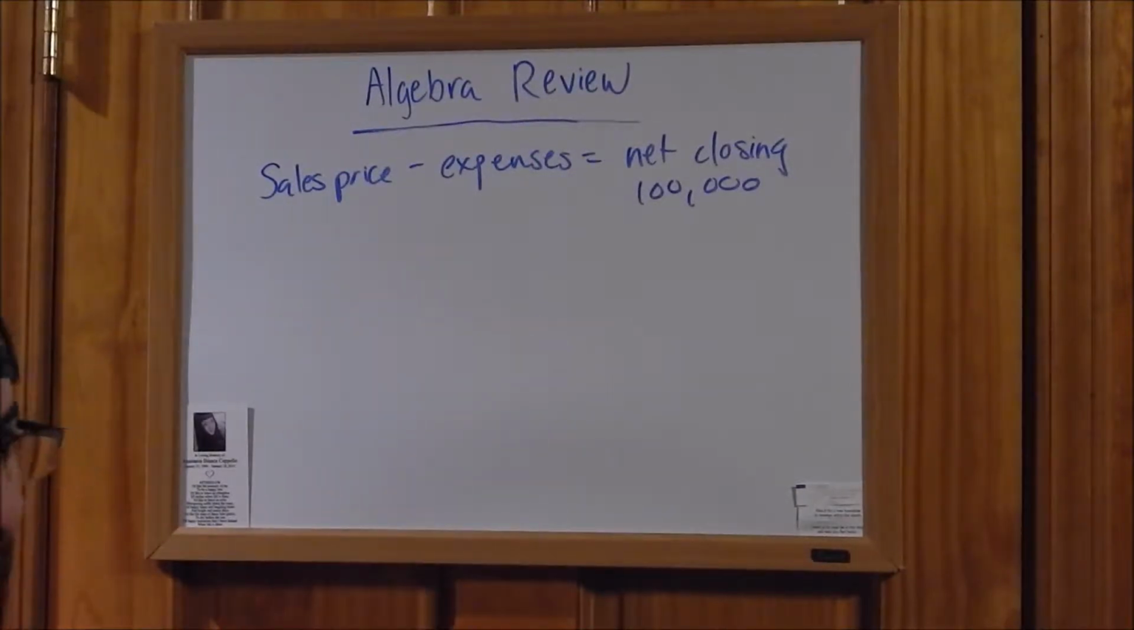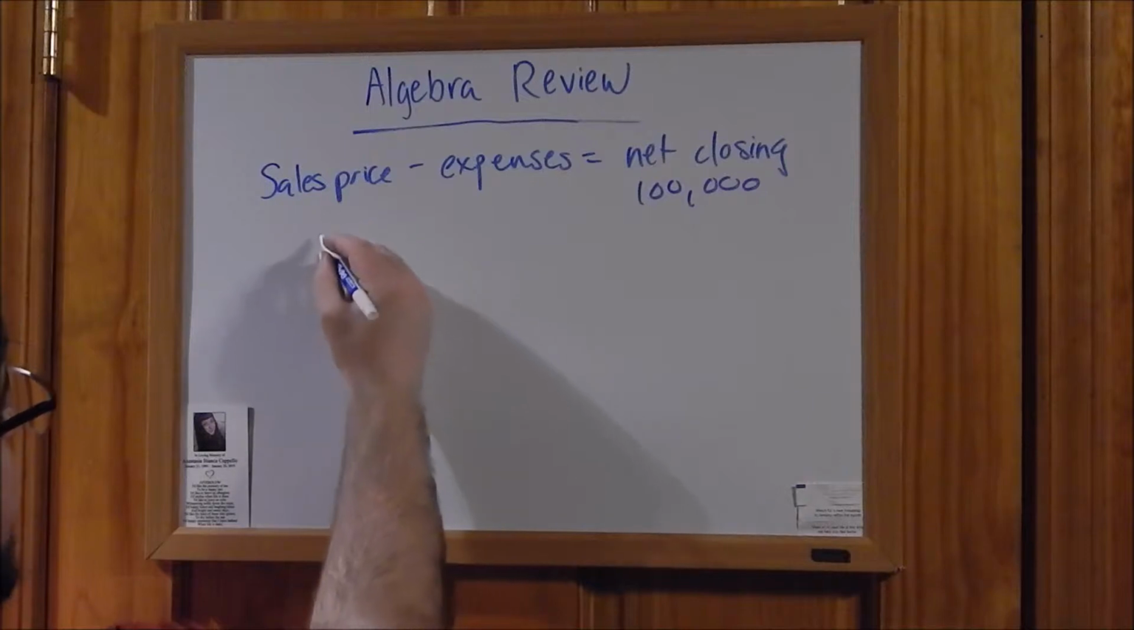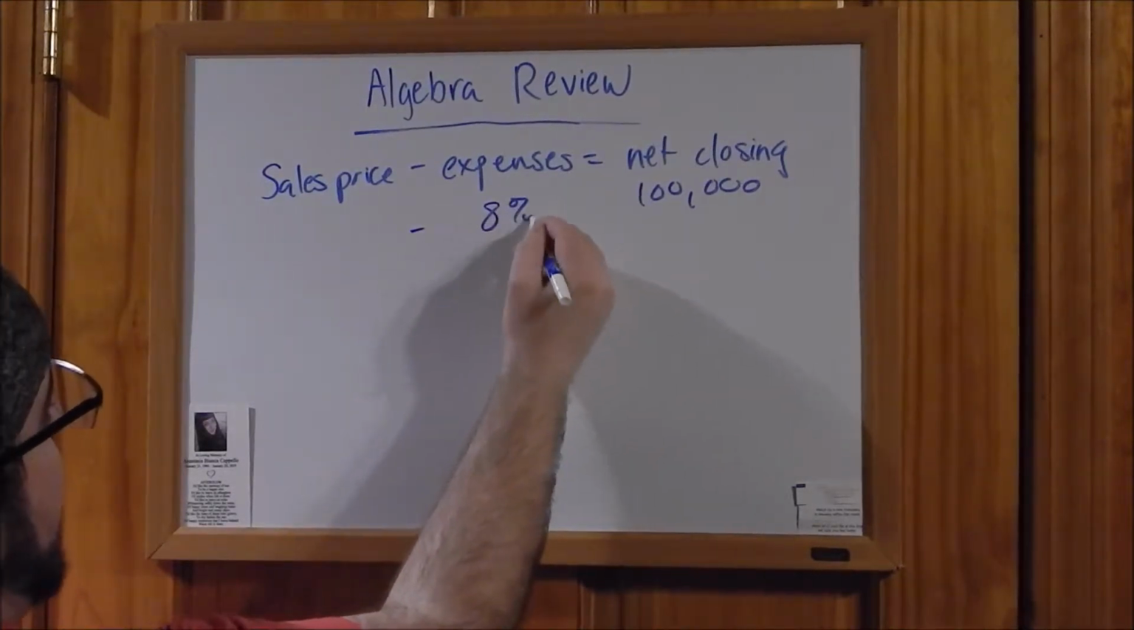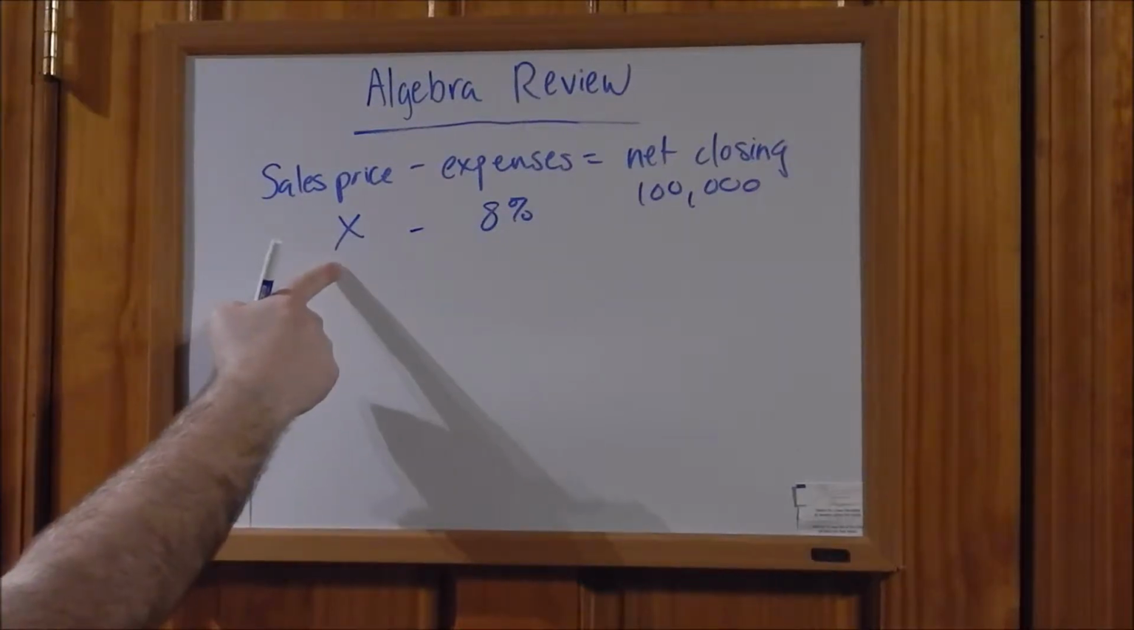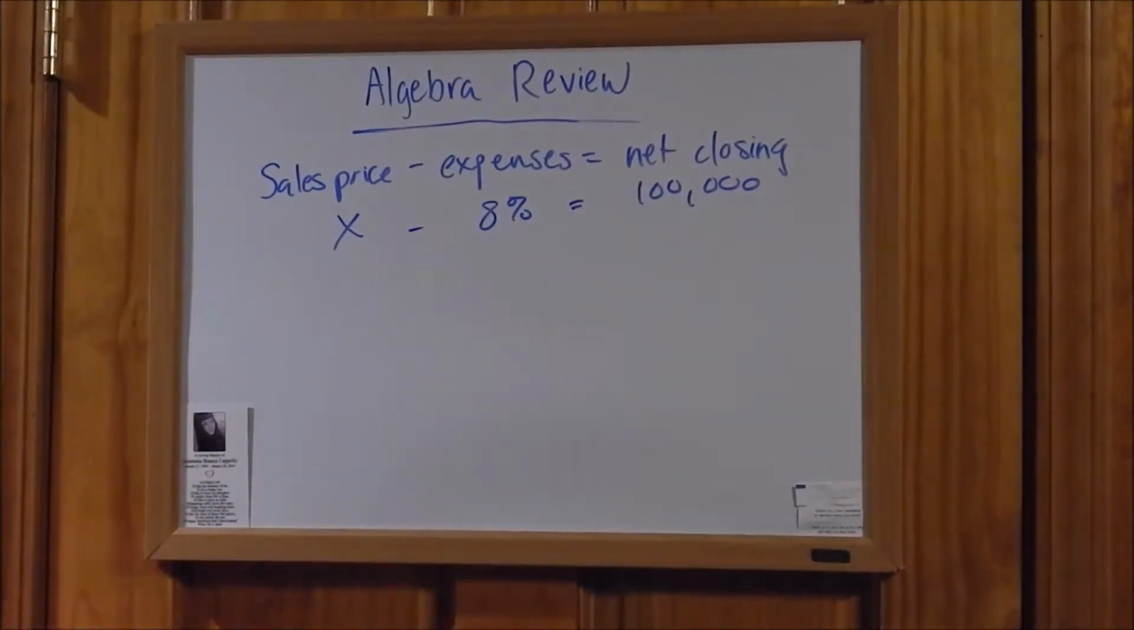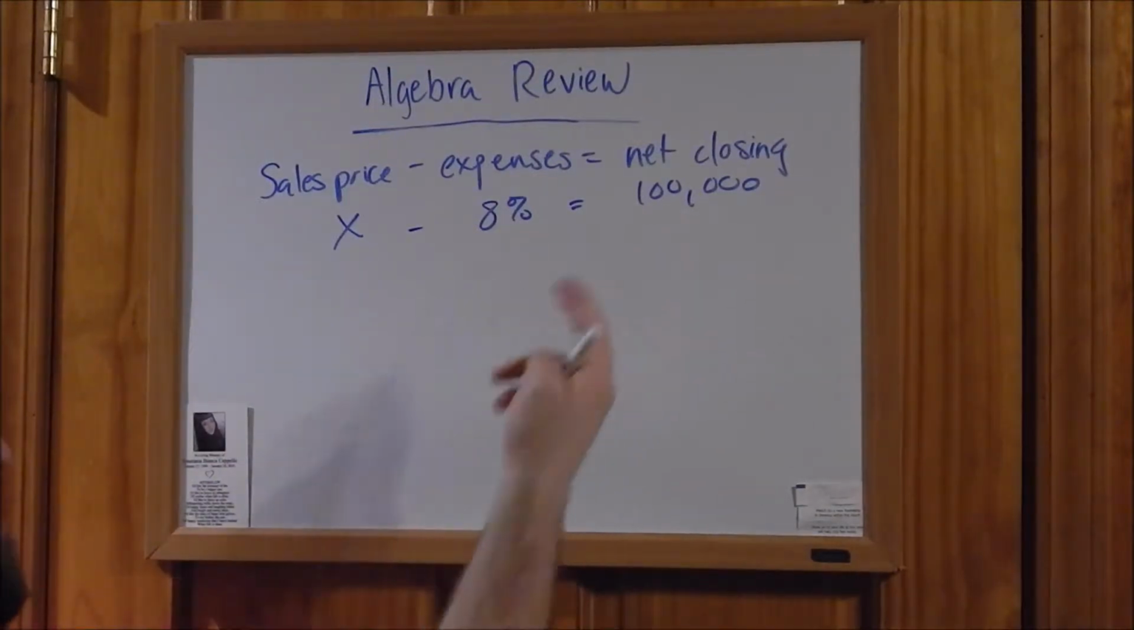They're going to give you a percentage. They're going to say 6% commission, 2% closing costs. So we can add those two together and get 8%. So we need to say sales price minus 8%, or X minus 8%, because this is what we're trying to solve for, equals 100,000. Well, Justin, I don't know. Like, how would I add 8%?